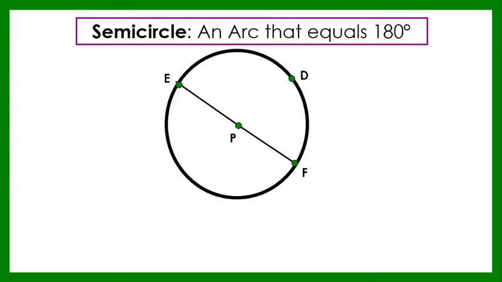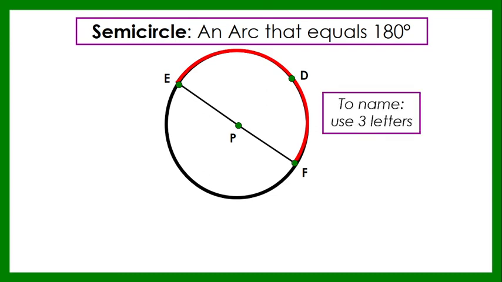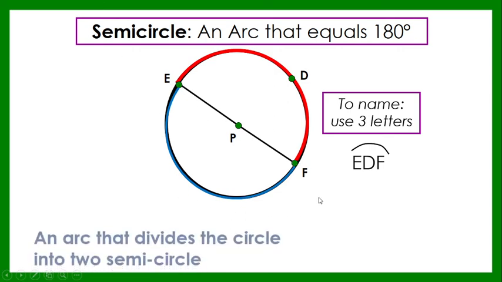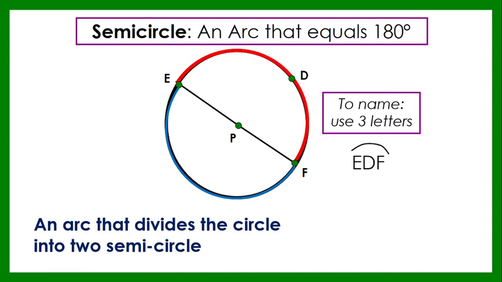And the third type of arc is what we call a semicircle. It is an arc whose measure is exactly 180 degrees. Okay. So to name a semicircle, you can make use of 3 letters, just like arc EDF or arc FDA. We have also another arc. Take note that a diameter divides the circle into 2 semicircles.